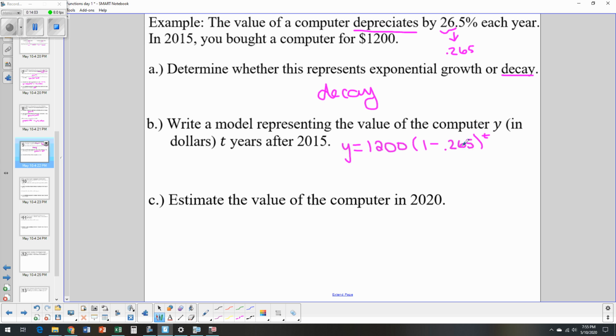But I'm not quite done yet. I can't leave it as 1 minus 0.265. Actually, I have to do that. So my answer would actually be y equals 1,200 times 0.735 raised to the t power.